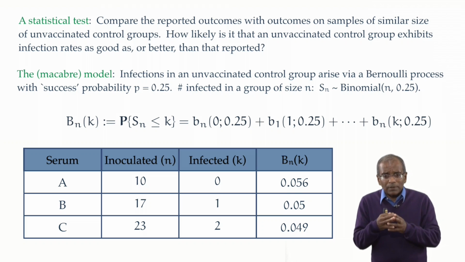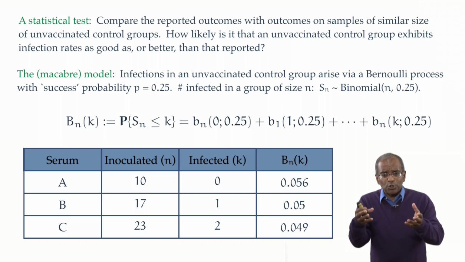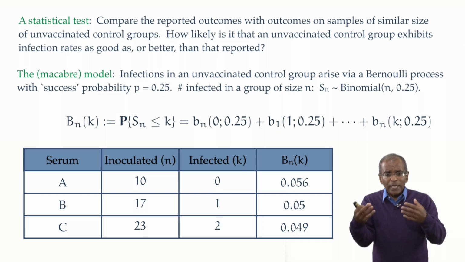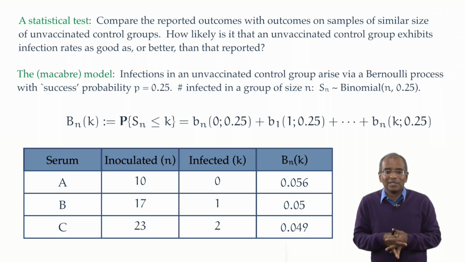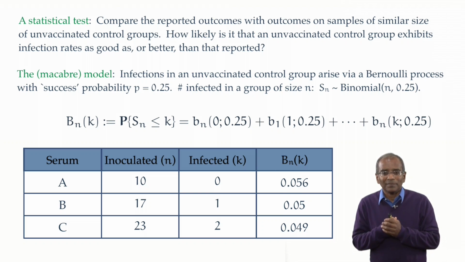Now, at the high level, what the students should take away from this is that in each of these 3 examples, the chance of replicating or bettering what is reported is about 5%. It's not very high. What does this tell us?